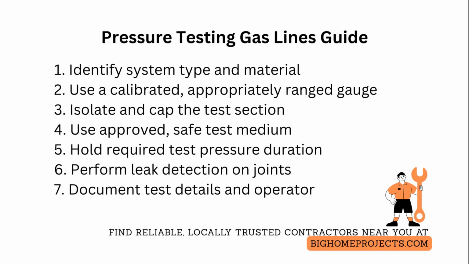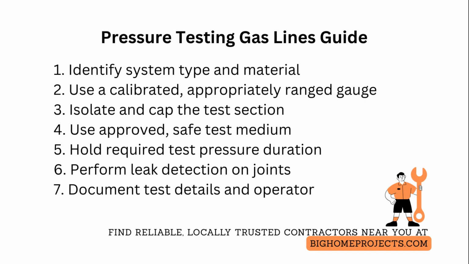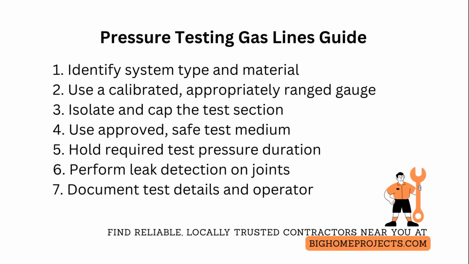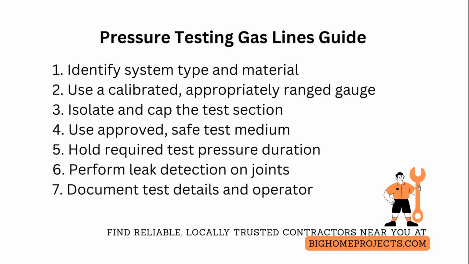For pressurization, choose the approved test medium: air, inert gas, or an inert fluid as allowed. Never use an open flame or combustible source, and vent test medium to a safe outdoor location away from ignition sources. Hold the required test pressure for the full interval specified by the code, typically not less than 10 minutes for many installations, and record the starting and ending pressures. A pressure drop beyond the allowable limit mandates retesting after repair.